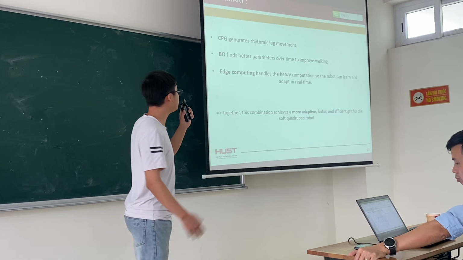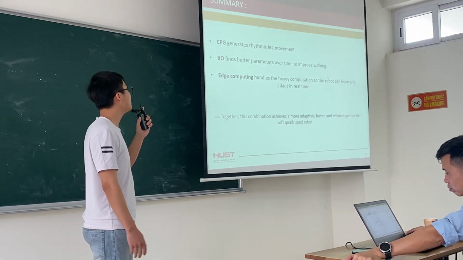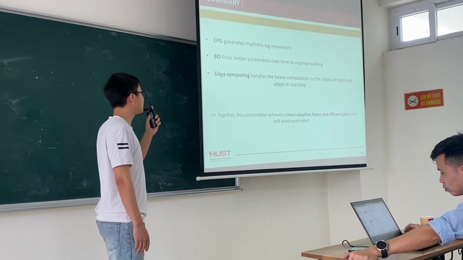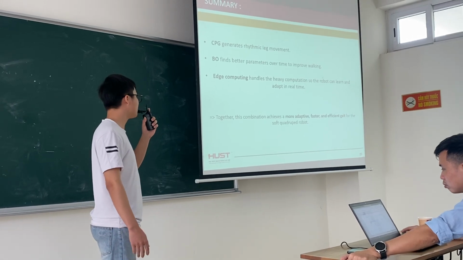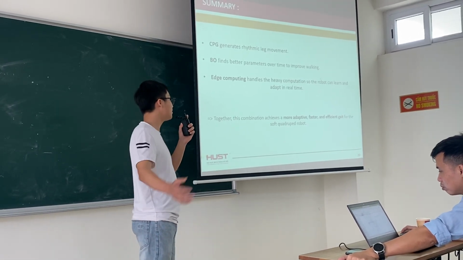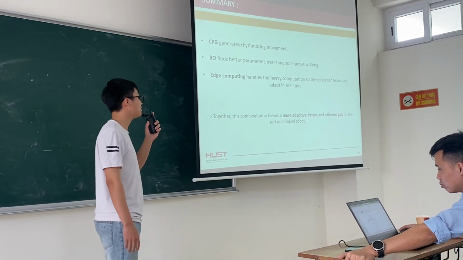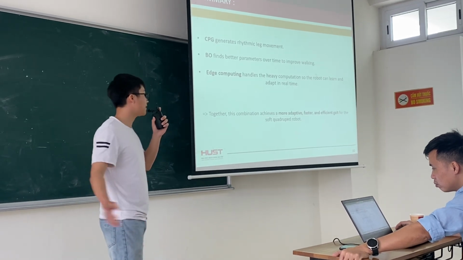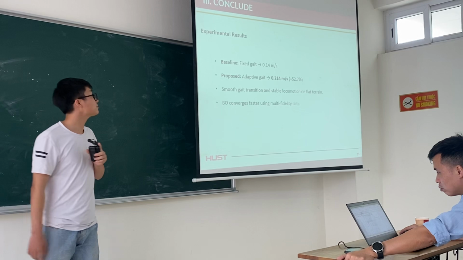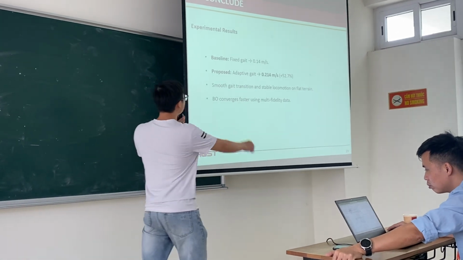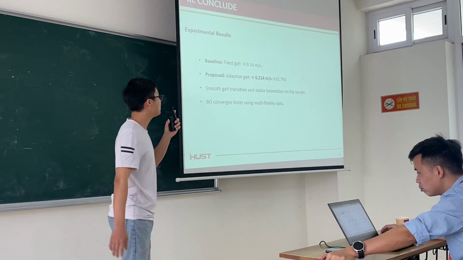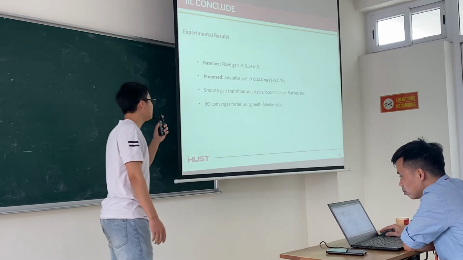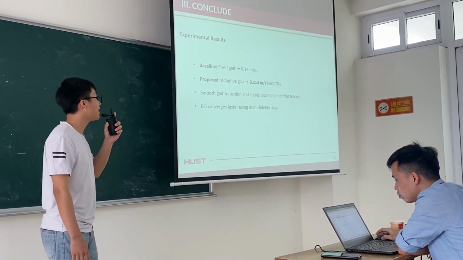So in summary, CPGs generate rhythmic leg movement while BO finds better parameters over time to improve walking. Edge computing handles the heavy computation so the robot can learn and adapt in real time. Together, this combination achieves a more adaptive, faster, and efficient gait for the soft quadruped robot. And the actual results in the paper upgrade the speed by 52.7%, with smooth gait transition and stable locomotion on flat terrain.